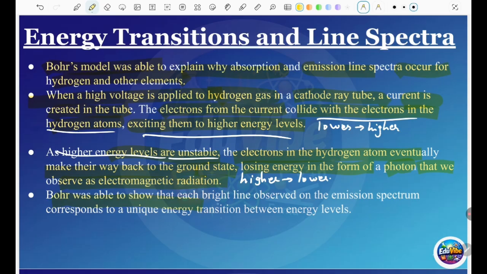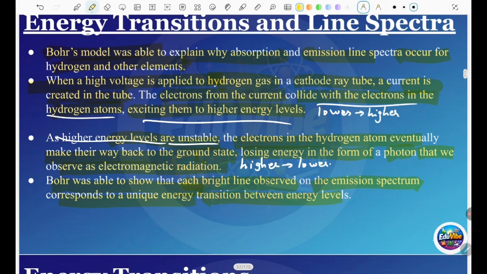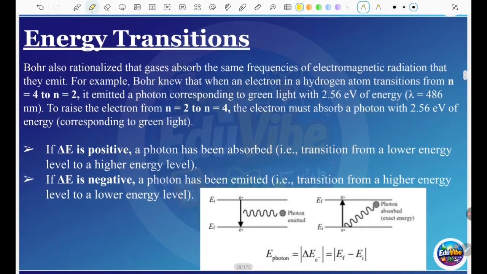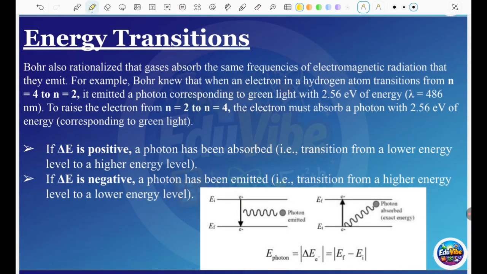Bohr was able to show that each bright line in the absorption or emission spectrum corresponds to a unique energy transition between energy levels. We have two types of transitions. Bohr also reasoned that gases absorb the same frequencies of electromagnetic radiation that they emit. For example, when an electron in a hydrogen atom transitions from 4 to 2, from higher to lower, it emits a photon corresponding to green light with 2.56 eV. For 2 to 4, it absorbs the photon. That is the calculation we did in example 2.